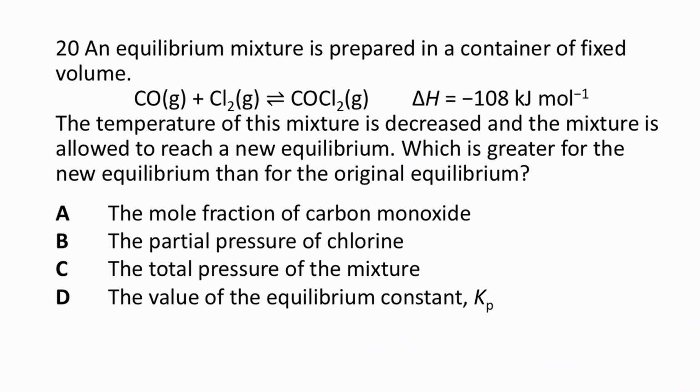An equilibrium mixture is prepared in a container of fixed volume. CO gas and Cl2 gas are in equilibrium with COCl2 gas. The enthalpy change delta H is equal to minus 108 kilojoules per mole. The temperature of this mixture is decreased and the mixture is allowed to reach a new equilibrium. Which is greater for the new equilibrium than for the original equilibrium? And we're given a choice of A, the mole fraction of carbon monoxide, B, the partial pressure of chlorine, C, the total pressure of the mixture, or D, the value of the equilibrium constant Kp.